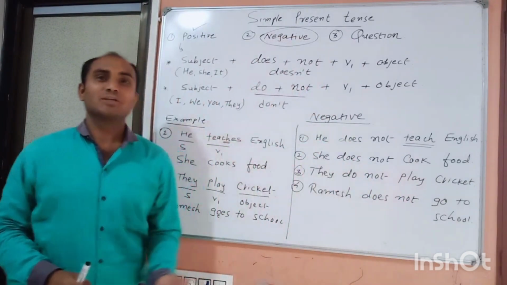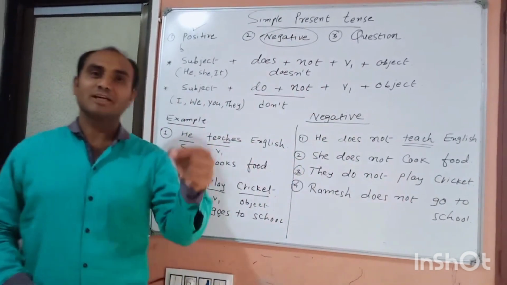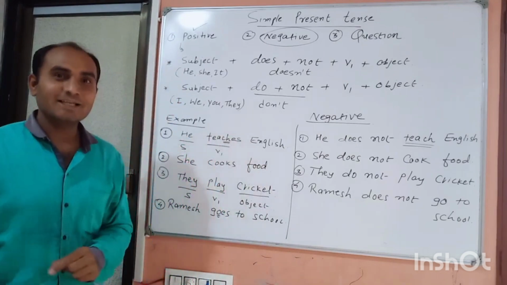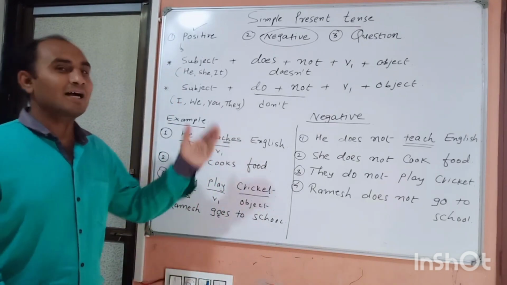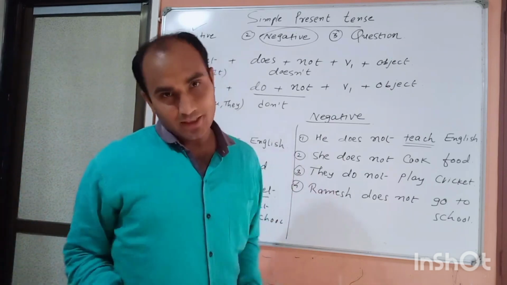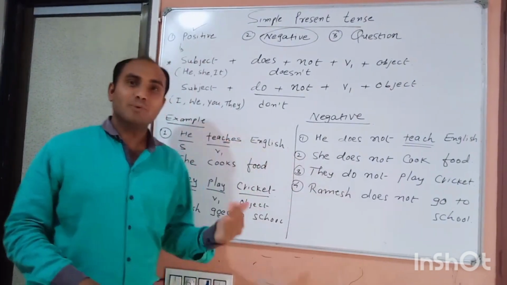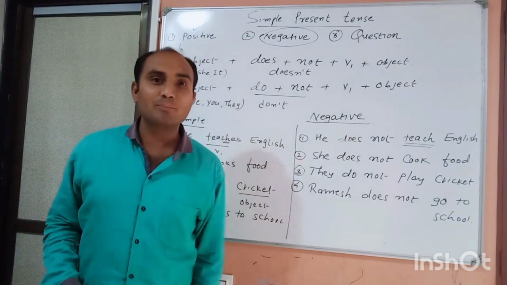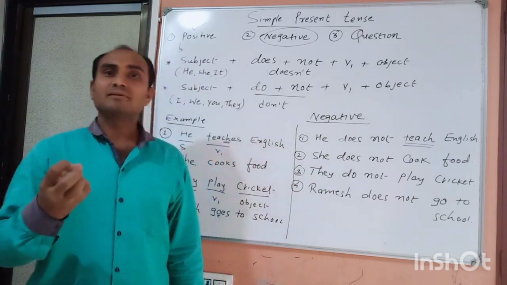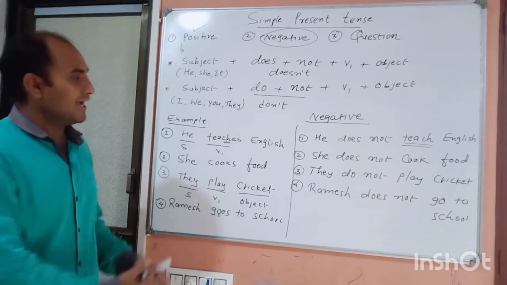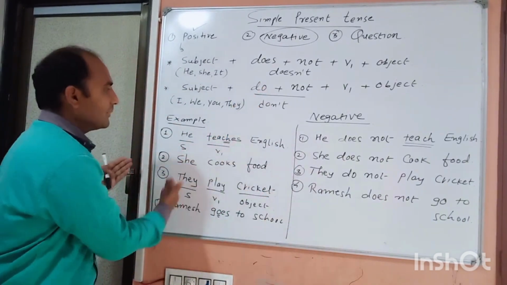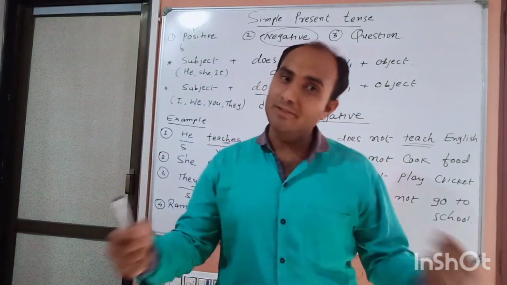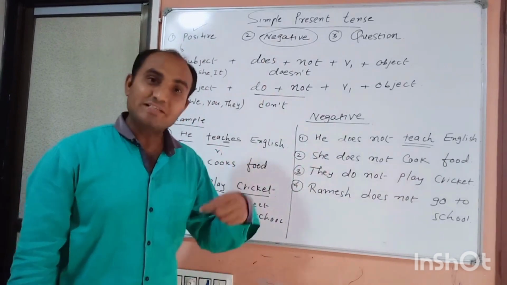In negative, we can use do and does. So does we can use with the singular third person: he, she, it. And do we can use with I, we, you, they. I hope that you can understand very well, and you will practice more and more examples, and collect the various types of verbs and practice in this way, comparing positive and negative to each other. And after some time we will discuss questions, means interrogative.